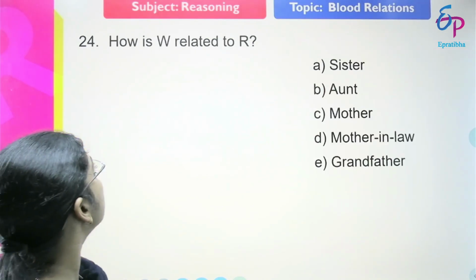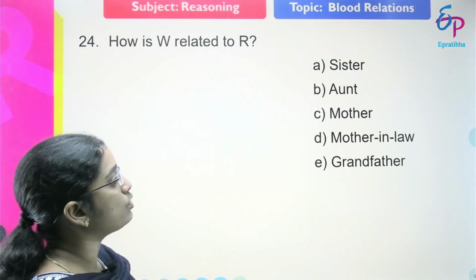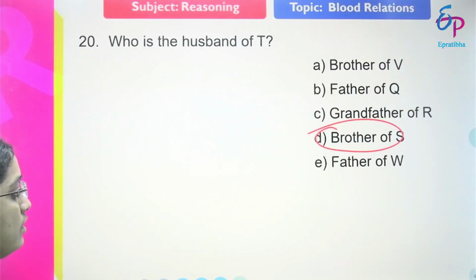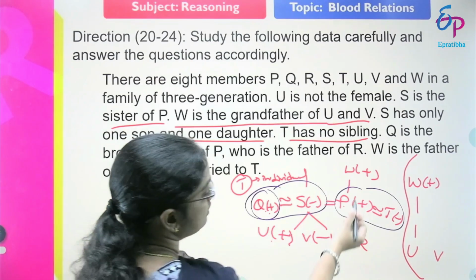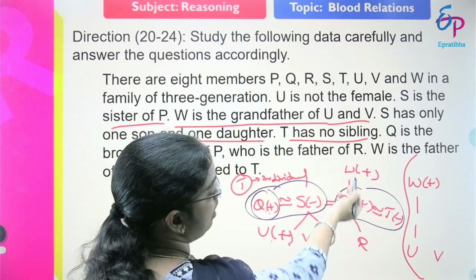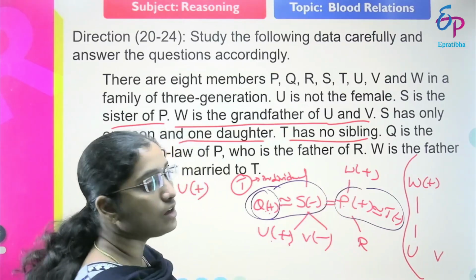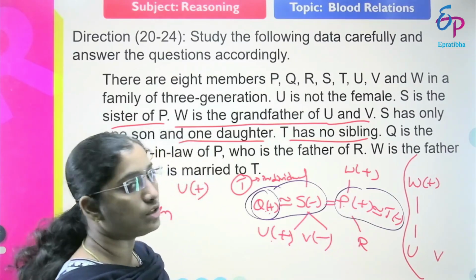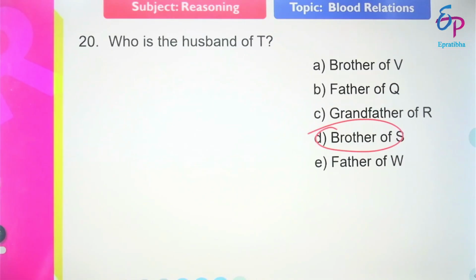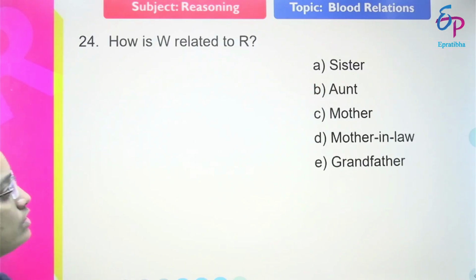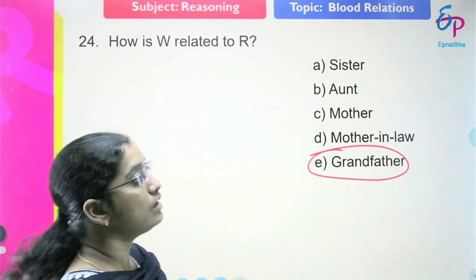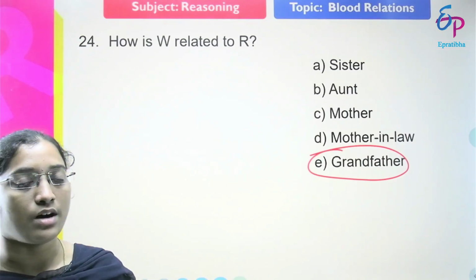Then move to next question. Yes, then our question is how is W related to R? We need to check that. So W is grandfather of R, friends. So clearly we are having a generation gap between W and R. So W is grandfather of R. Okay, so our answer is grandfather. Yes, here we are having that answer in our options. Okay, so W is grandfather of R.